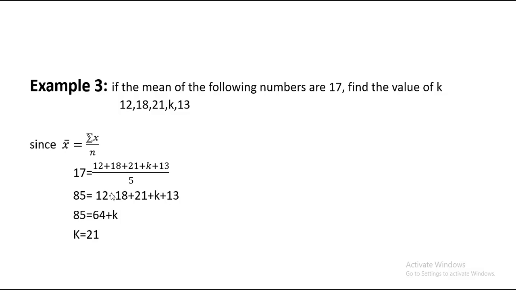So what you're going to do is substitute this 21 in this position and calculate its mean. 12 plus 18 plus 21 plus 21 plus 13 divided by 5, sorry, will give you 17 as the mean.